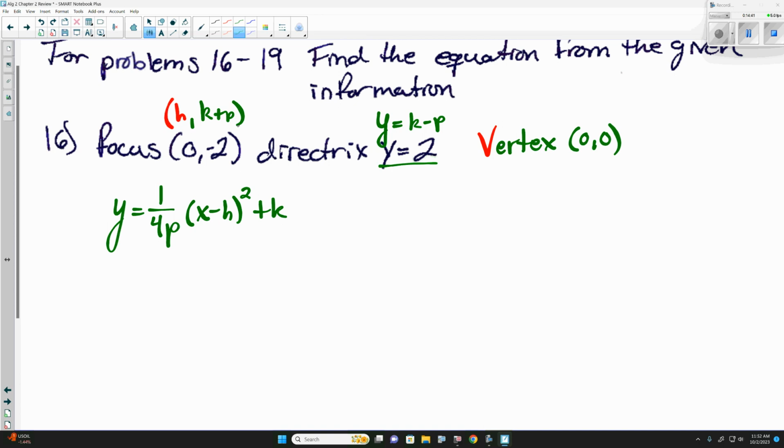But it's also telling us that our focus is the point h comma k plus p. Because from the vertex to the focus, the first value didn't change, so it's still h, because our vertex is the point h comma k. But the y value of the focus from the vertex did change. We had to add something to it.